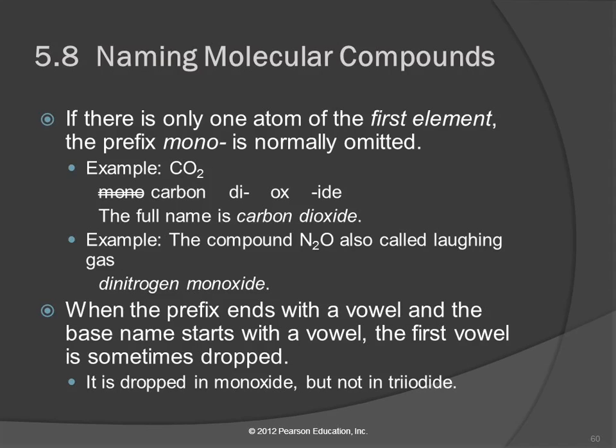So just like we have, as chemists, an issue with the number 1, mono means 1, and so we avoid using mono when we can. If there's only one atom of the first element, we usually leave the mono off.